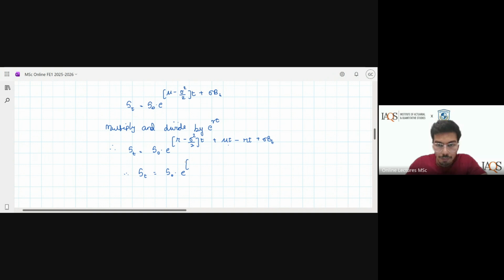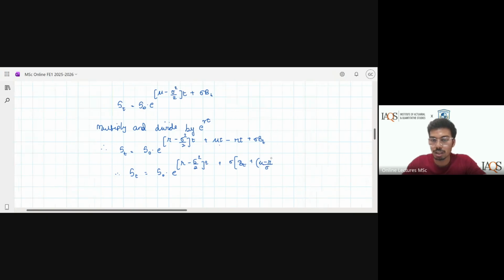to (r − σ²/2)t plus, if I take σ common out, what do I get? σ times (Bt plus (μ − r)/σ times t). What did I do? I took σ common out from all three terms. Bt had σ, so that came as this. μt and rt don't have σ, so I have to write σ in the denominator over here, because when I multiply this, σ will get cancelled out. And I'm taking t common out, so μ minus r.